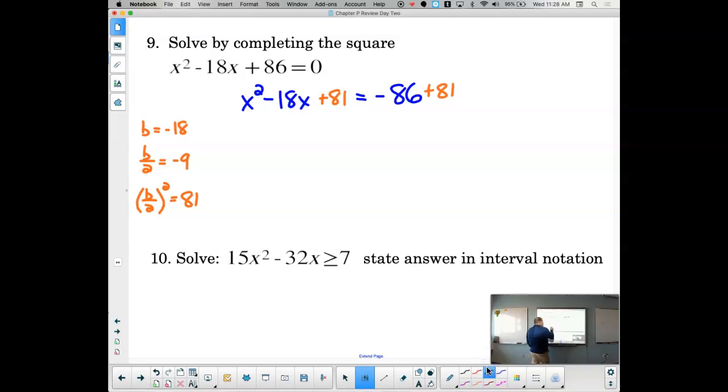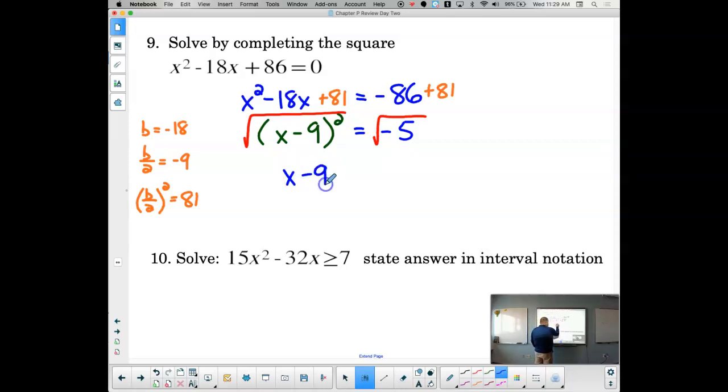Left side is now factorable to x minus 9 quantity squared. Right side is now negative 5. Take the square root on both sides. Left side is going to be x minus 9 then. On the right side, because I have the square root, that's going to end up becoming plus or minus there, because I'm solving.